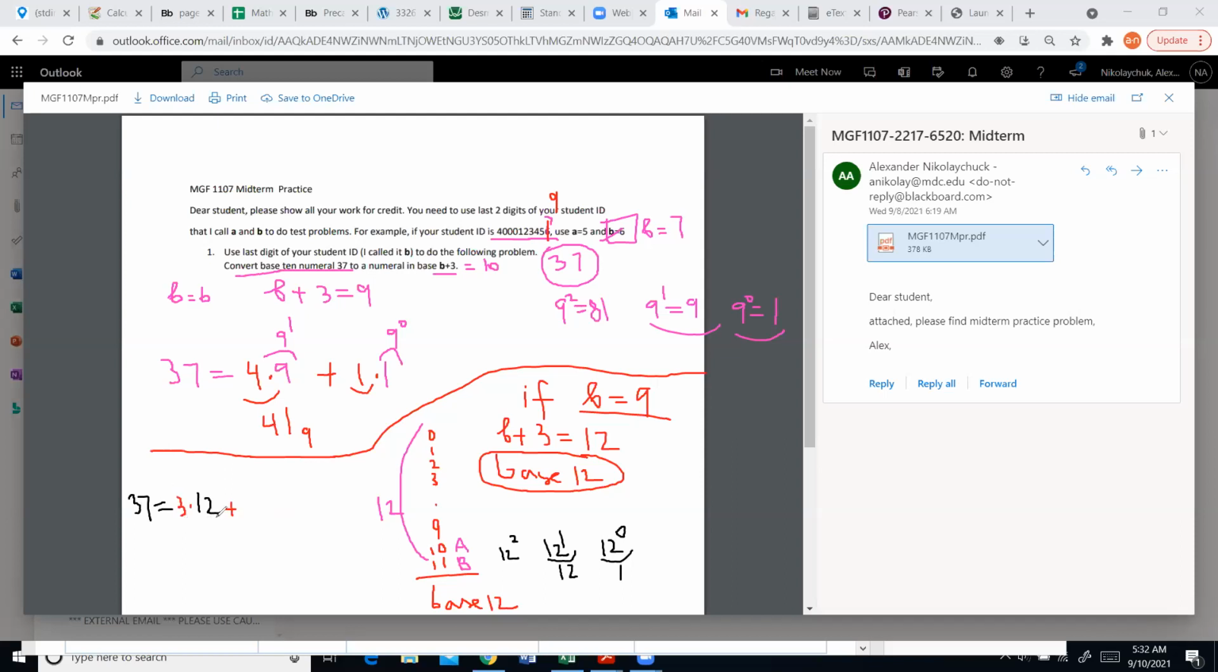Plus, once you have 36, 1 will remain. 36 plus 1 is 37, right? So 1 of 12 to the power of 0, which is actually 1. So here you have your number in base 12. It's produced from these first two digits, 3 here and 1 here. So in base 12, this is going to be 3 and 1. In various bases, you can write that same number, and that would be an idea for the midterm.